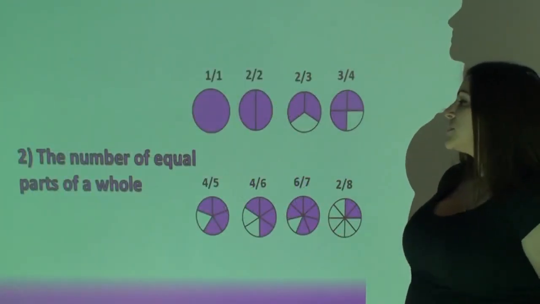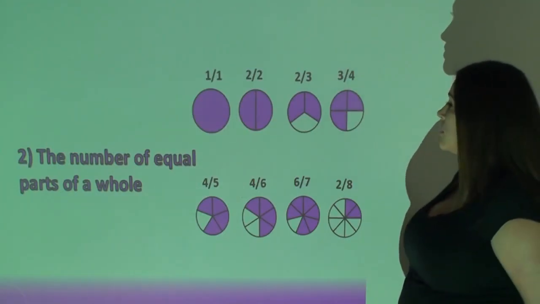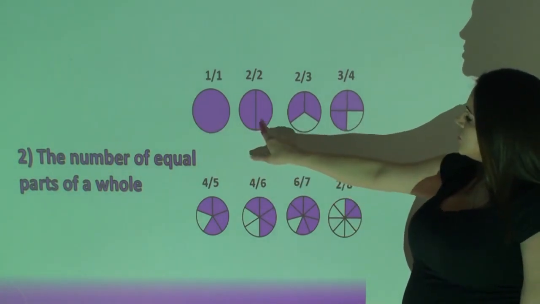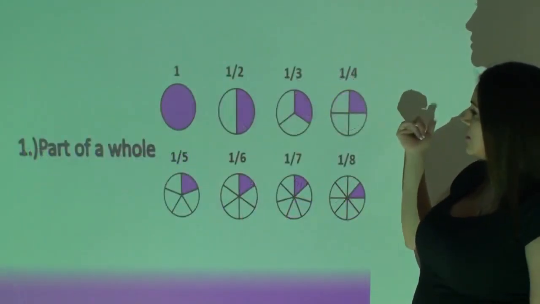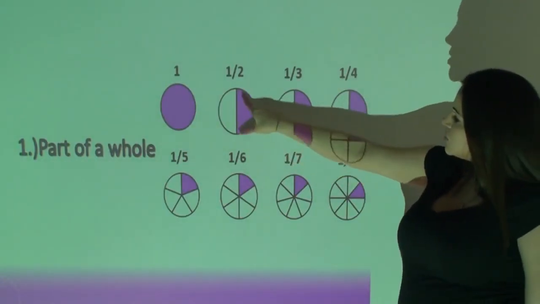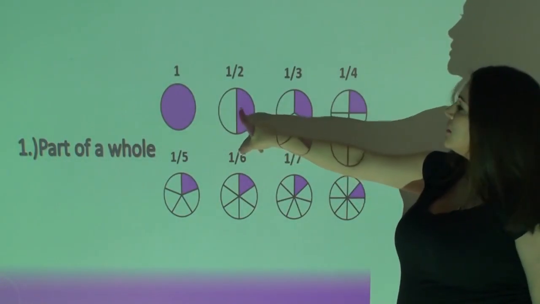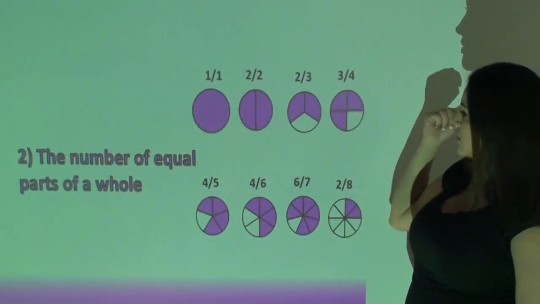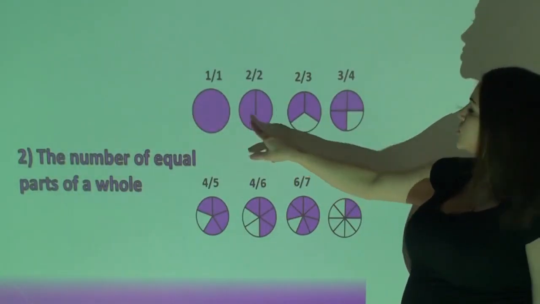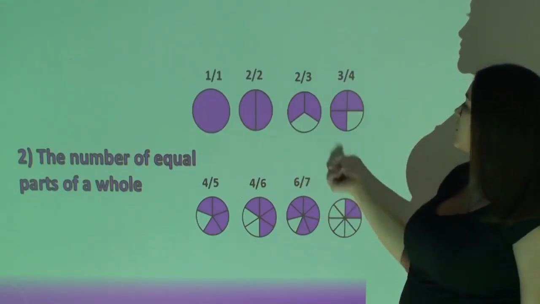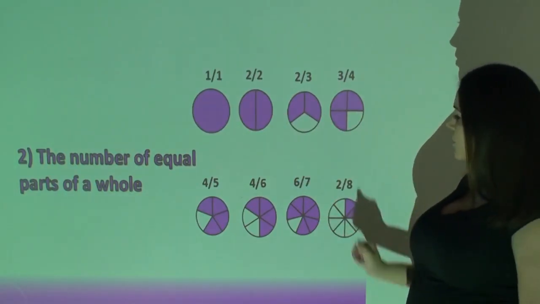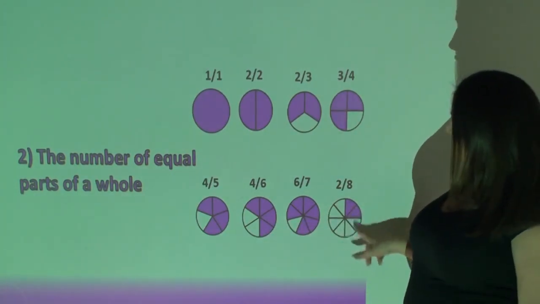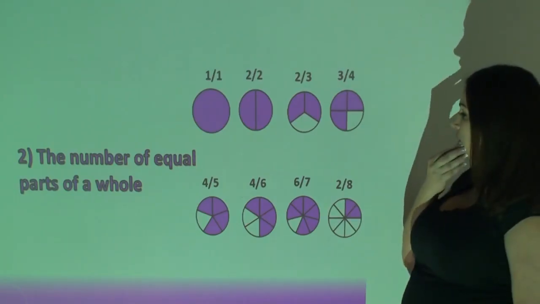We can also represent the number of equal parts of a whole. So here we've got 1 out of 1. Here we've got 2 out of 2. Now on the previous slide, we had pictured just one of our halves shaded, and then we also had only one of our thirds, one of our fourths. Now on this slide here, we have 2 out of 2. So we've got 2 parts of equal parts. We have 2/3. Here we have 3/4. 4/5, 4/6, 6/7, and 2 out of 8 pieces of the whole.